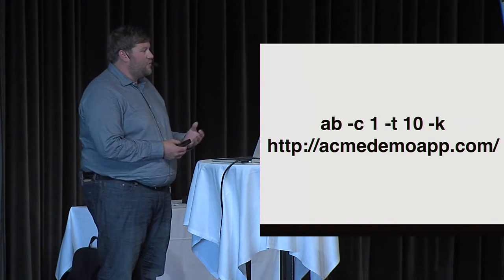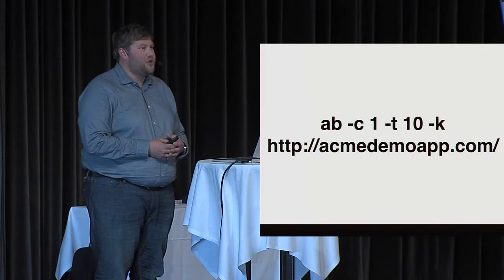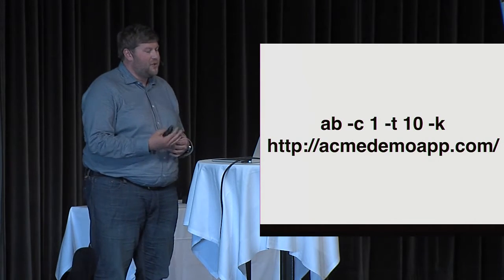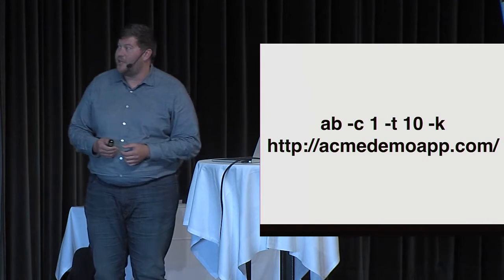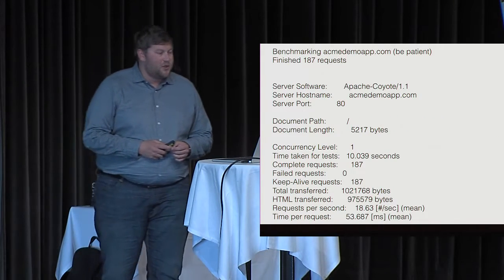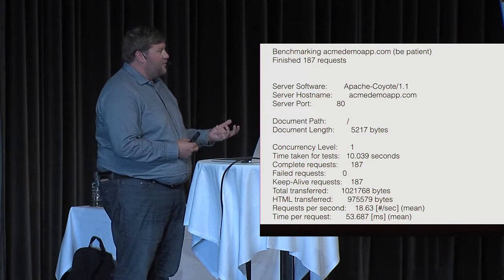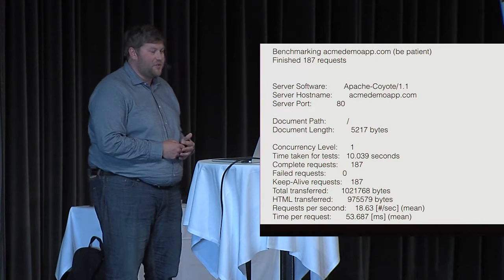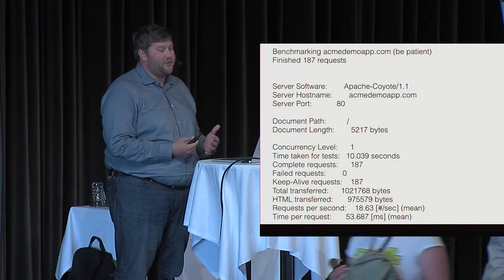In this case, we just want to run Apache Bench with a concurrency of 1 user for a time of 10 seconds. So I want to have 1 concurrent user for 10 total seconds and get an understanding of the baseline of performance. So this is what it looks like. I have a pretty poor performing application, so you can see that I get 18 requests a second with a single user, and I have a time per request of 53 milliseconds.